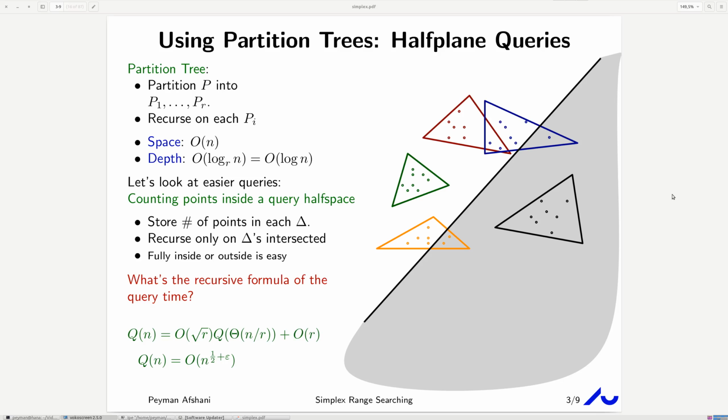So now let's see if we can generalize this to answer more complicated queries. One thing you can notice about this formula is that this number O of square root r is just the crossing number, right? This is the crossing number because this is the number of triangles intersected by the line that is the boundary of your half plane. We just plug this directly from the crossing number or from the partition theorem.